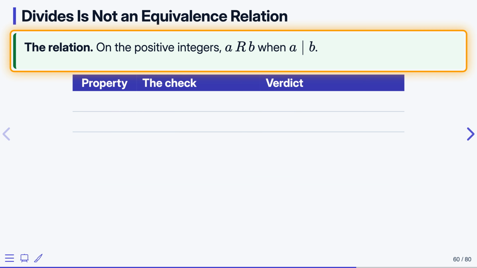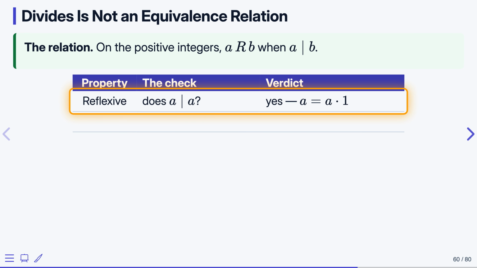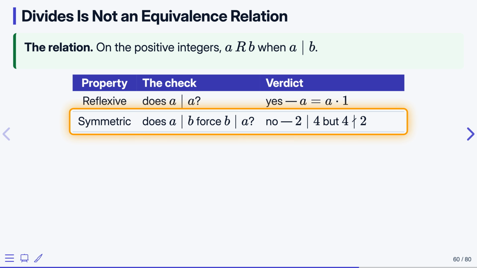Now a warning example. Take the divides relation on the positive whole numbers. We say a is related to b when a divides b. Reflexive, does a divide a? Yes, a is a times 1, so every number divides itself. Symmetric, does a divides b force b divides a? No. The witness is 2 and 4. 2 divides 4 because 4 is 2 times 2, but 4 does not divide 2, so symmetry fails.